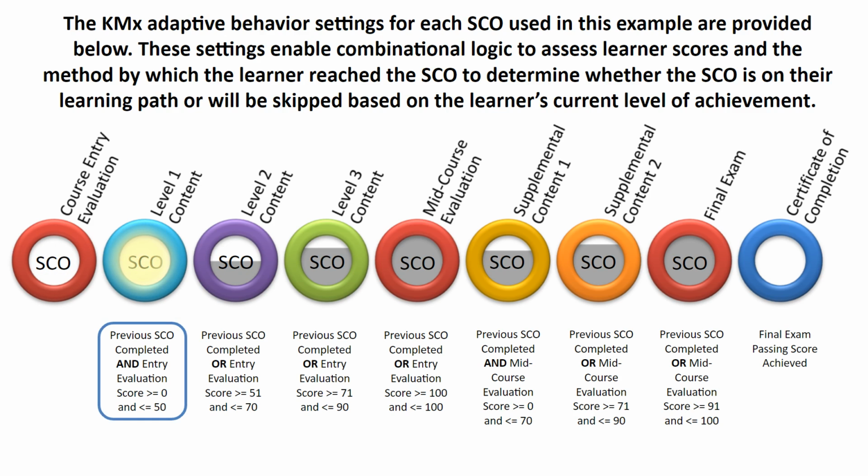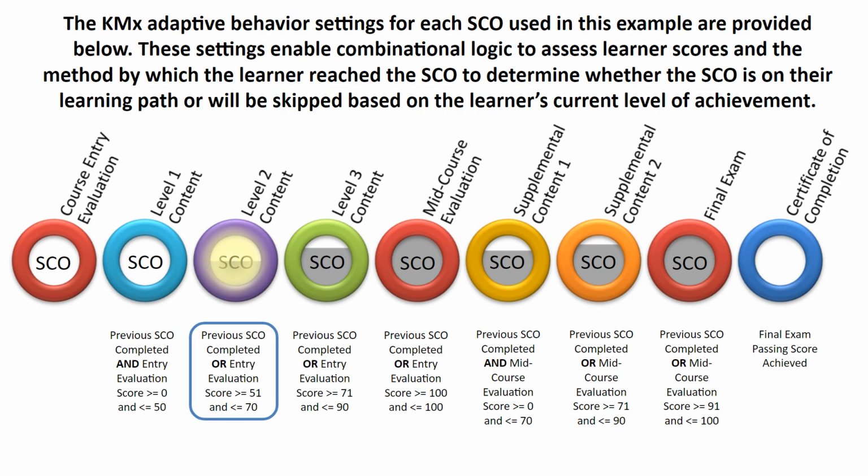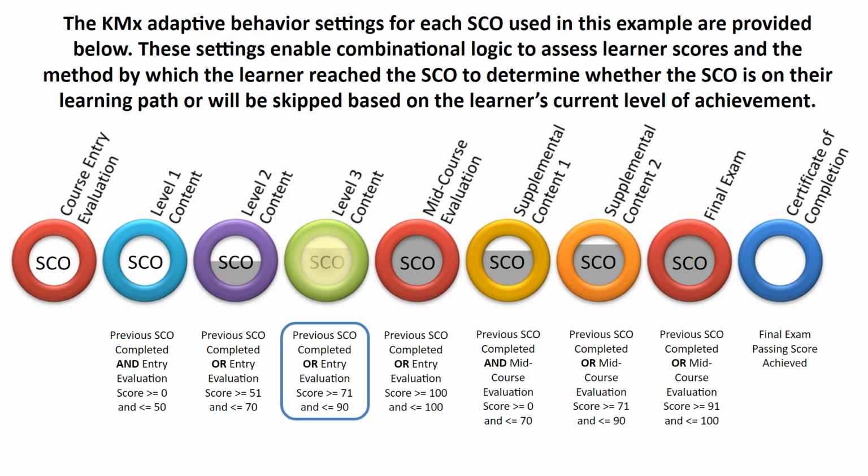Access to Level 1 content requires completion of previous SCO and an entry evaluation score greater than or equal to 0 and less than or equal to 50. Level 2 content requires previous SCO completed or entry evaluation score greater than or equal to 51 and less than or equal to 70. Level 3 content requires previous SCO completed or entry evaluation score greater than or equal to 71 and less than or equal to 90.